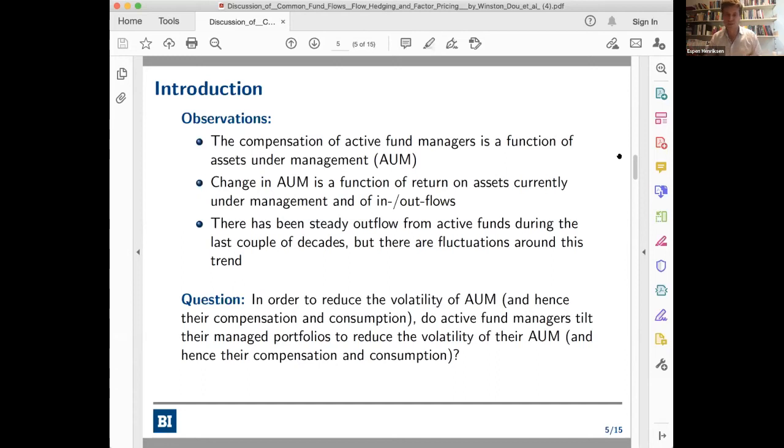do active managers tilt their managed portfolios to reduce the volatility of their AUM and also then of their compensation and their consumption? So when we are talking about hedging here, we are not talking about hedging directly on behalf of the households or of the endowments, but about how managers hedge their own consumption fluctuations. This is the object.